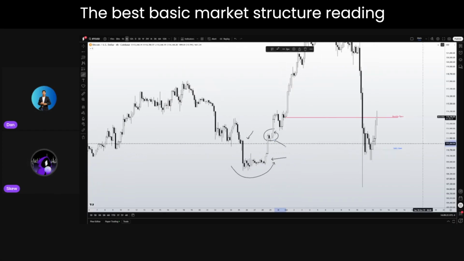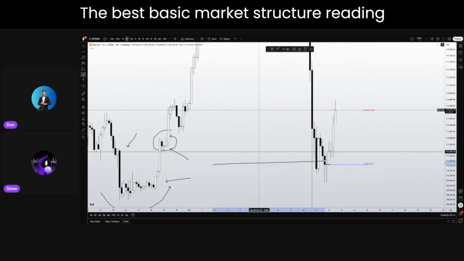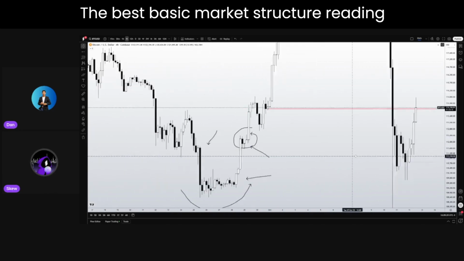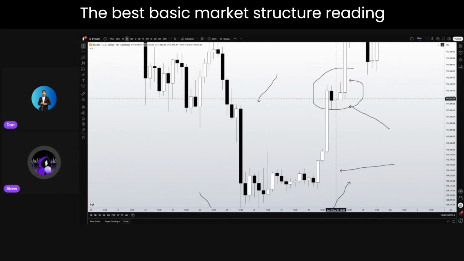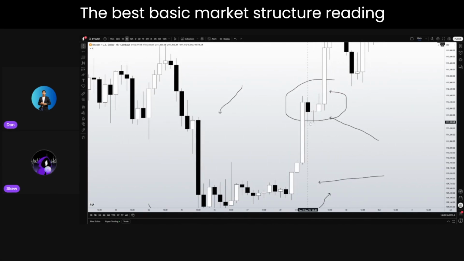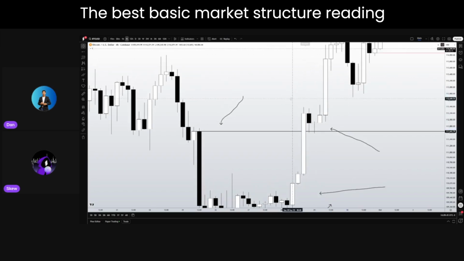As well as that, this hammer candle retests the actual higher. What do you call this strategy specifically? I don't think it really even has a name. It's just breaking market structure, really.